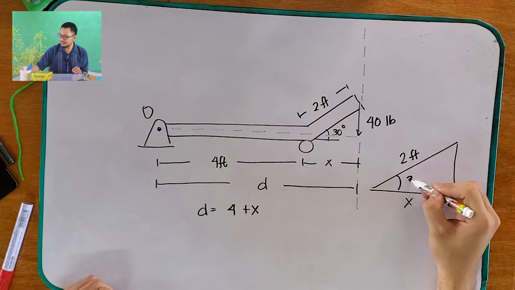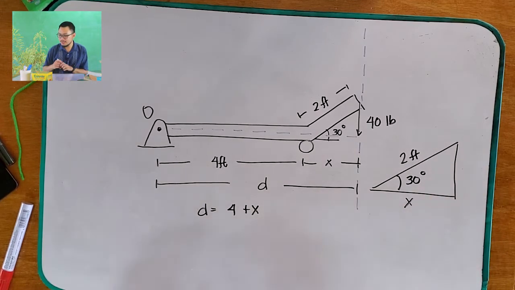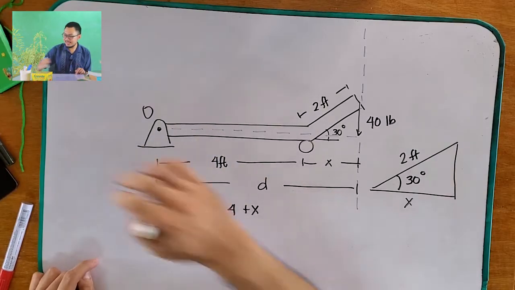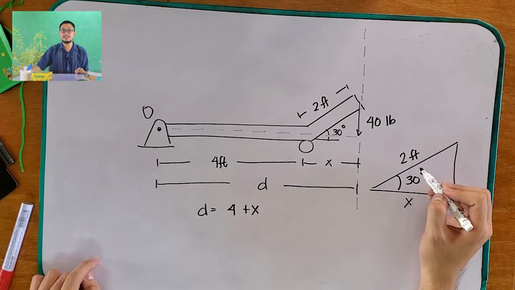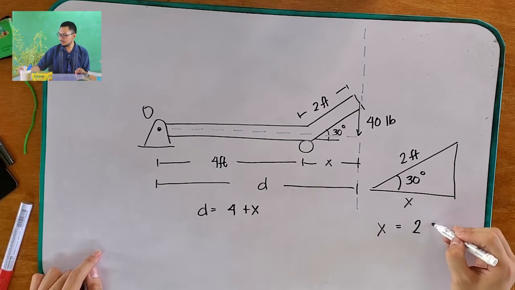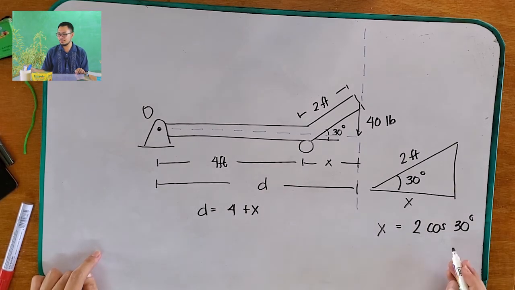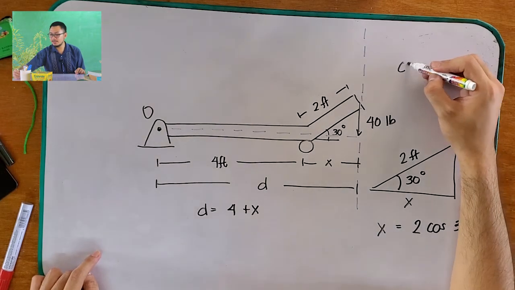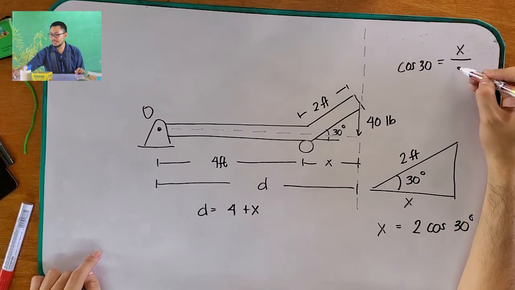And this is 30 degrees. You are given 30 degrees and 2 feet, and you have an unknown x. So which trigonometric function do you use? This is adjacent over hypotenuse, that is cosine. So x is equal to 2 cosine 30 degrees. If you are confused about why it is like that, cosine 30 degrees is equal to adjacent over hypotenuse.